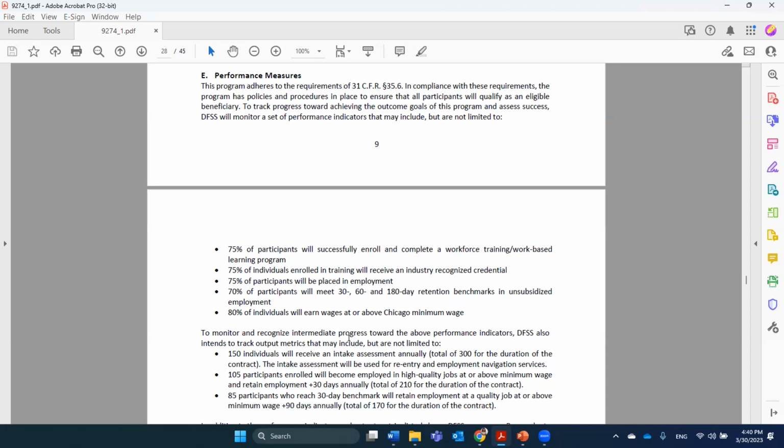So in order to have this kind of data, it indicates that you're going to need to have intake data from all the clients, as well as post-program data for the clients, because you want to know if they are placed in employment. You're going to want to know up to 180 days retention benchmarks in the unsubsidized employment. That means following them for a certain amount of time, as well as being able to have some kind of information about what their wages are when they do have employment.